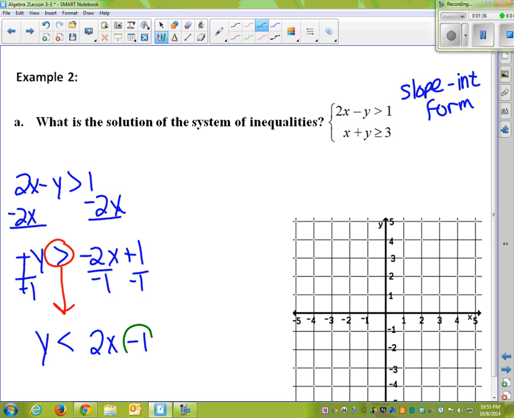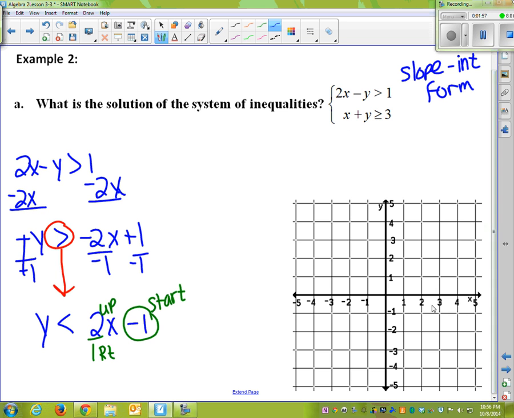So my y-intercept is negative 1. That's where I'm going to start my line. And then my slope is 2 over 1. That means after I plot this first point, I will go up 2 and to the right 1 space to plot the second point. So let's do our first line, starting at negative 1. From that point, I follow my slope. It's like directions to get to the next point. I go up 2 and to the right 1. Up 2 and right 1.